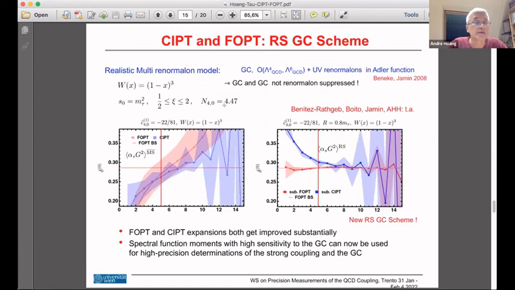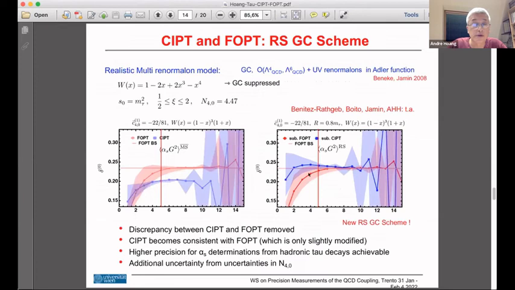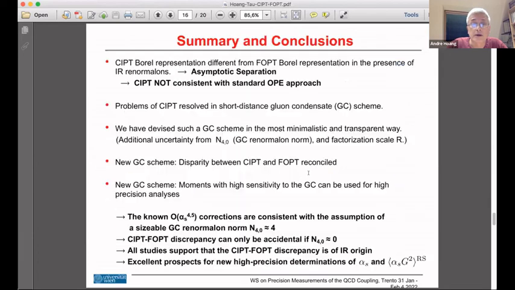to 4.5. With some uncertainty, of course, but everything that we can observe is kind of telling us that this is true, if all these mathematical contributions I calculated are true. And we have devised such a scheme, which is very minimalistic. It's very transparent, and it's not related to very complicated analytic analysis, but it depends on a new parameter, which is the norm of the gluon condensate.